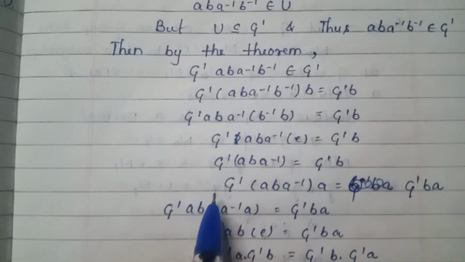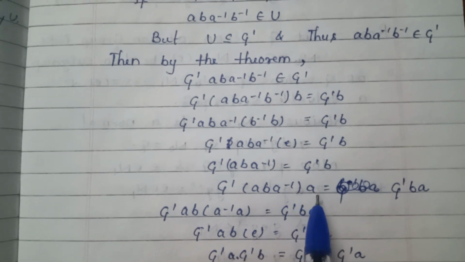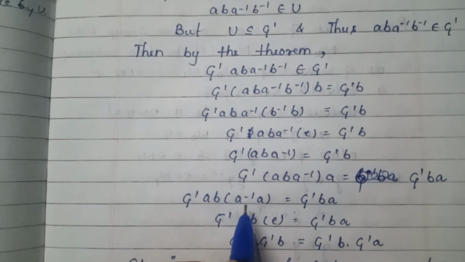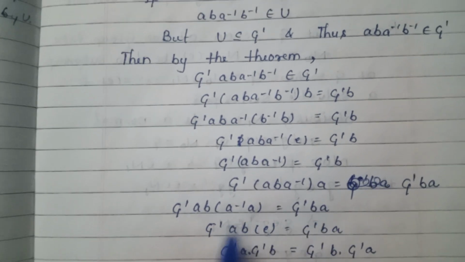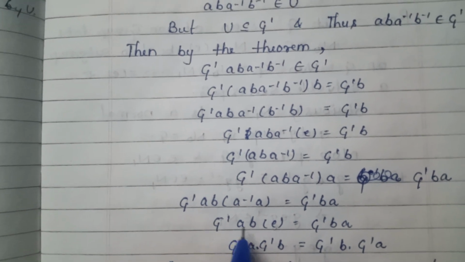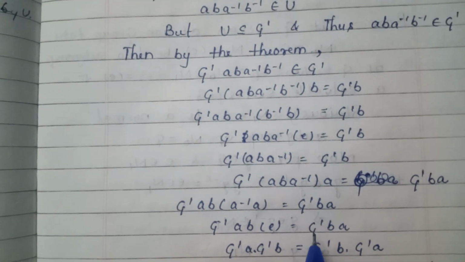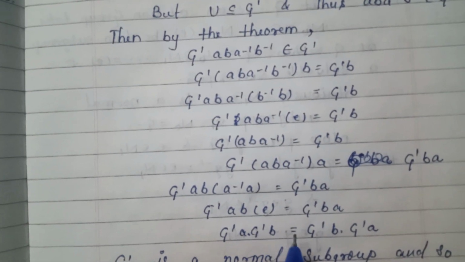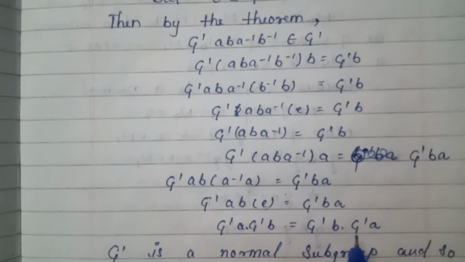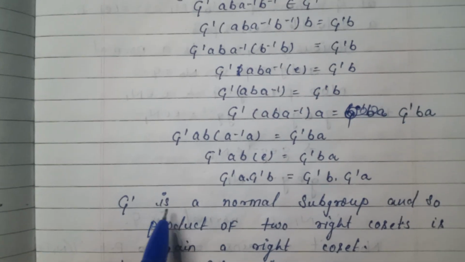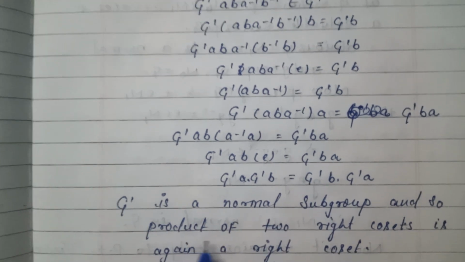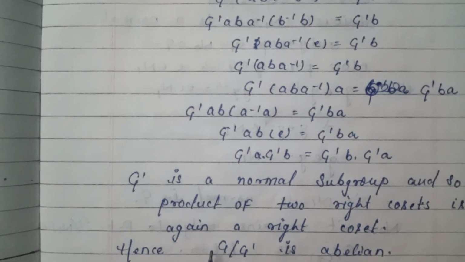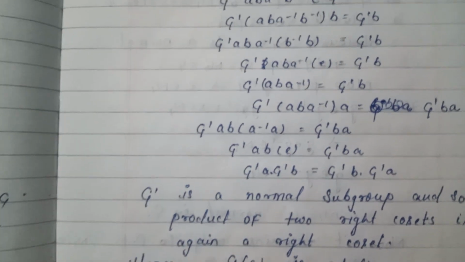So G dash A B A inverse A is equal to G dash B A. So G dash A B E is equal to G dash B A. Then G dash A dot G dash B is equal to G dash B dot G dash A. So G dash is a normal subgroup, and so the product of two right cosets is again a right coset. Hence G by G dash is abelian.